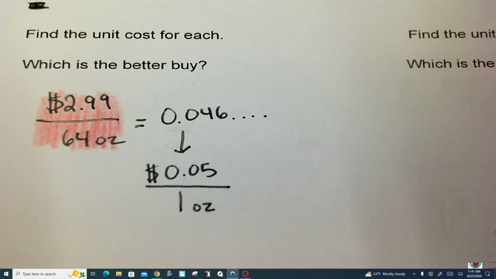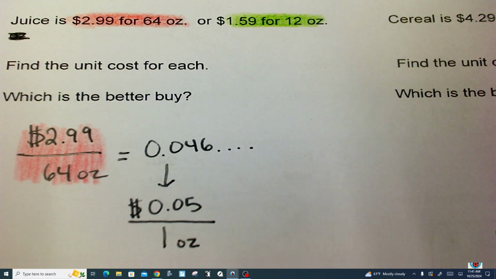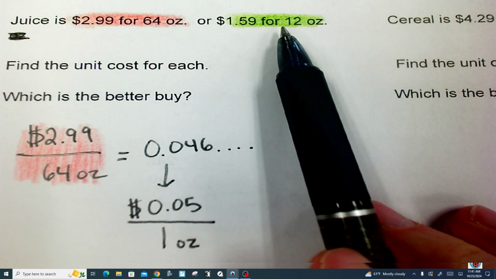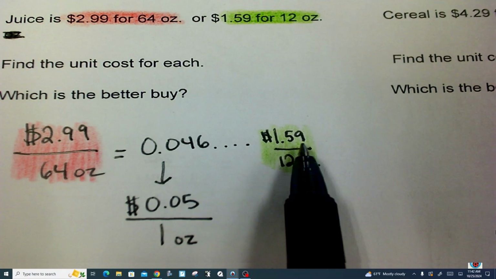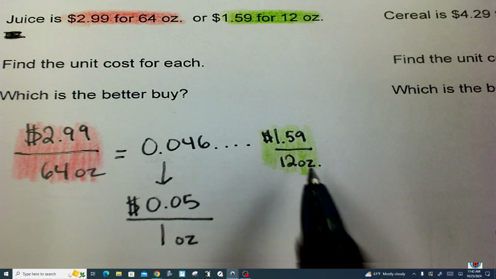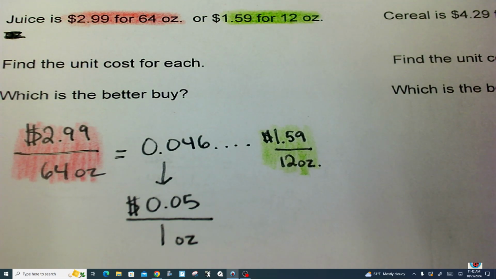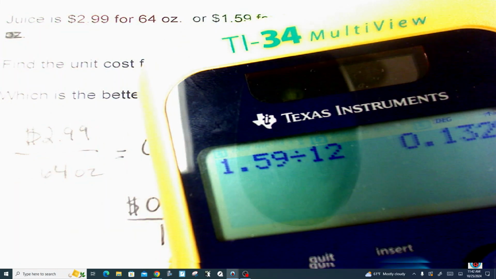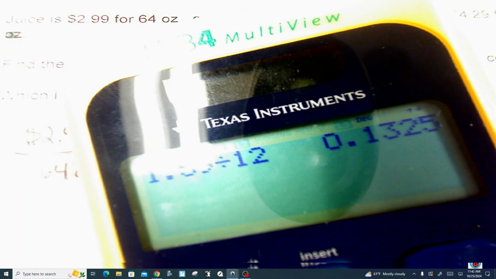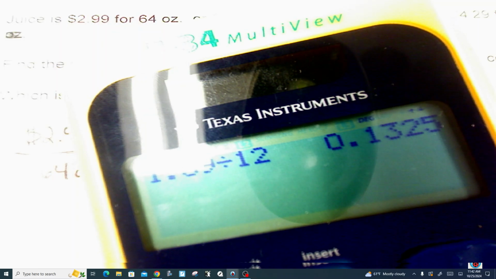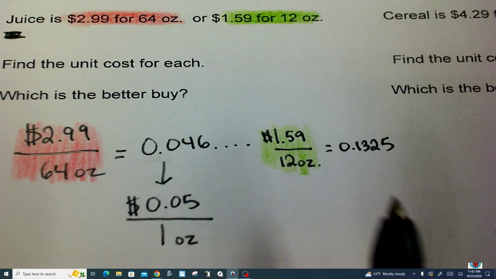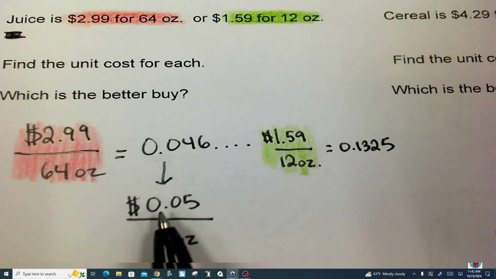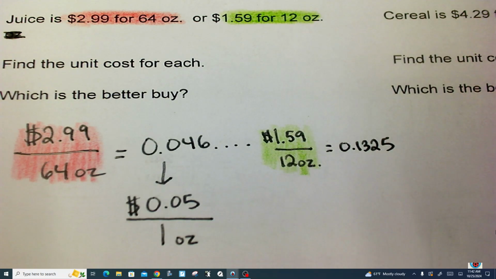So now, if we can come up here and take a look at our second option, we're going to do the same thing. Let's find our unit rate for this one. And so now, what's $1.59 divided by 12? Well, it's a little bit better. It's 0.1325. And since that's not too long, let's just write the whole thing out. But again, it's going to become money, just like this one. So we don't need all those decimal places, do we?